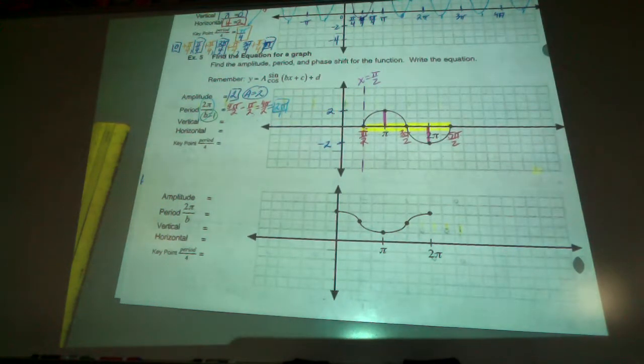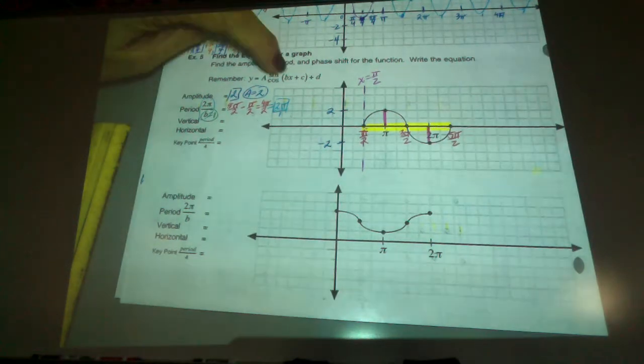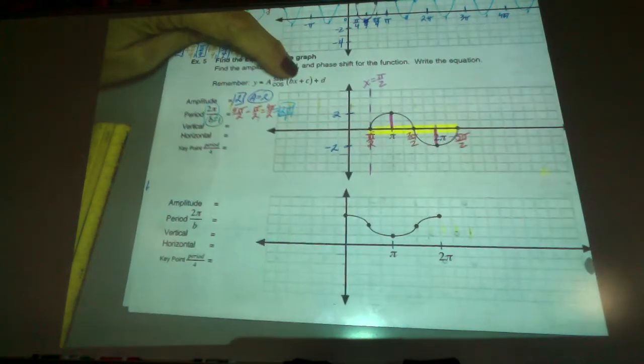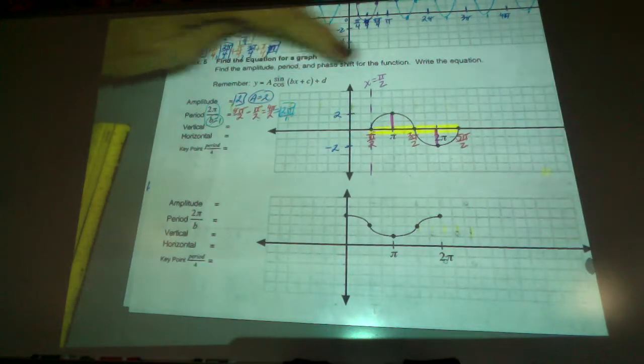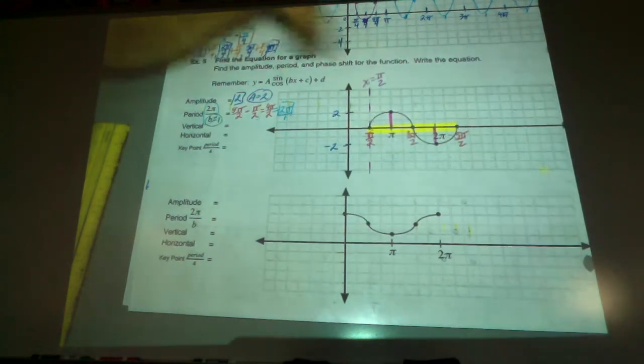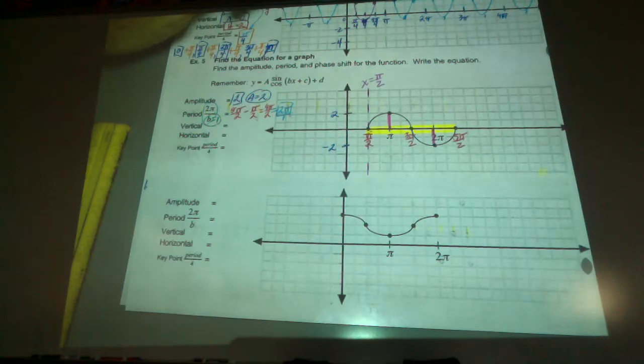Well, but we know our period has stayed the same. And so that means that B is staying at 1, so we know we have x. So my question, I guess, is this pi over 2 going to be C or is it going to be D? It's a right-left movement, isn't it?